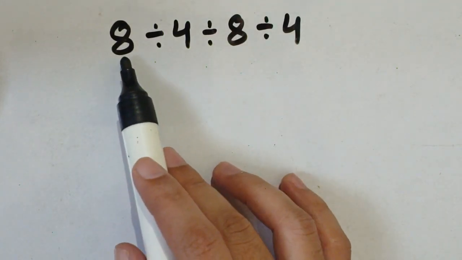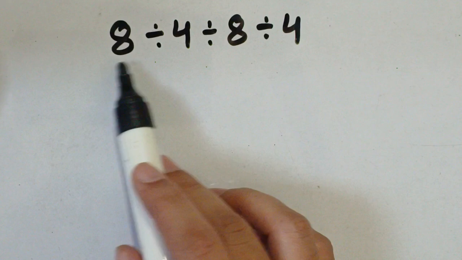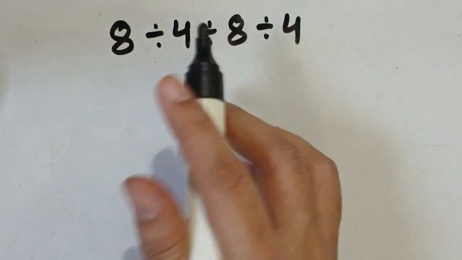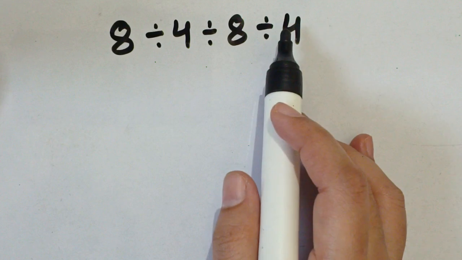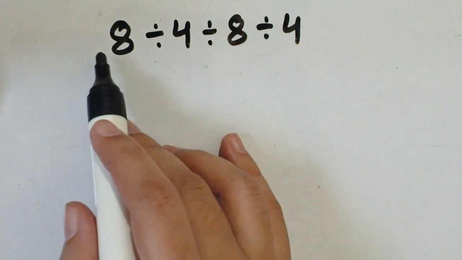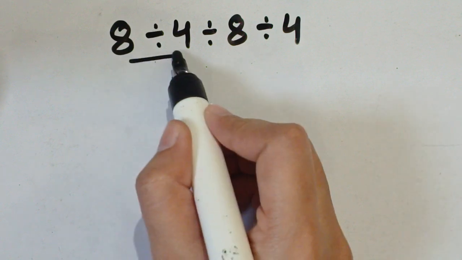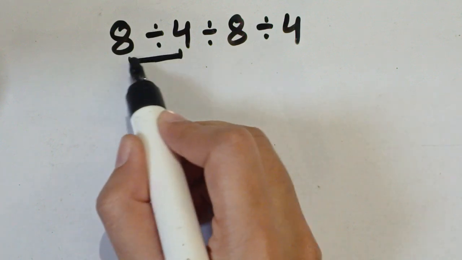So in this video we have to find the value for this expression. Here, if more than one division is there in any expression, then go from left to right. Means first we'll solve this one. We will solve this part.